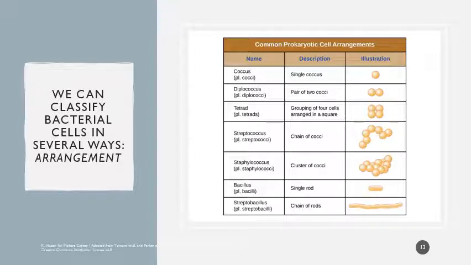So bacillus is just a single rod. Regardless of the genus name, if you see a rod-shaped bacterium, the morphology of that is bacillus. If you see Bacillus italicized, that's referring to the taxonomic classification of that organism, not necessarily just the cell's shape. If we see a chain of rods, that's called streptobacillus.